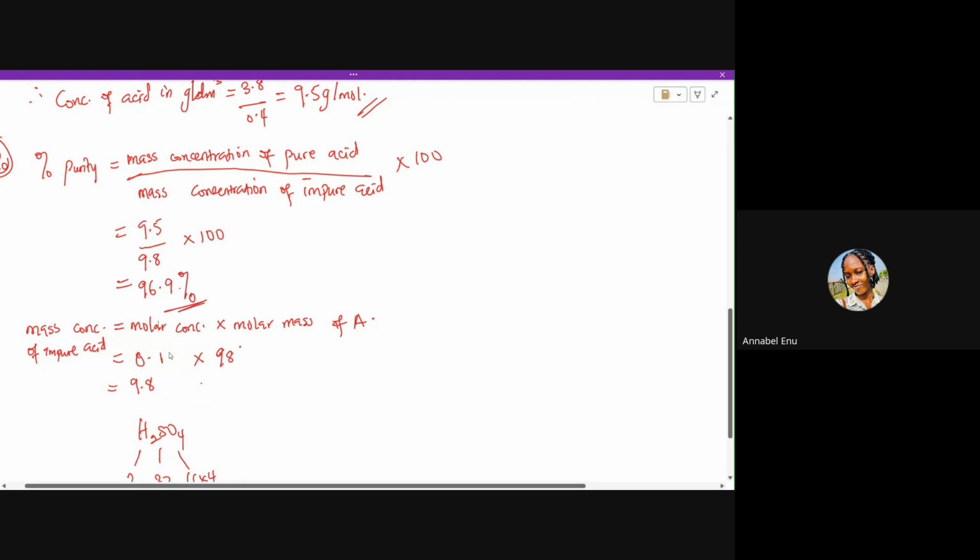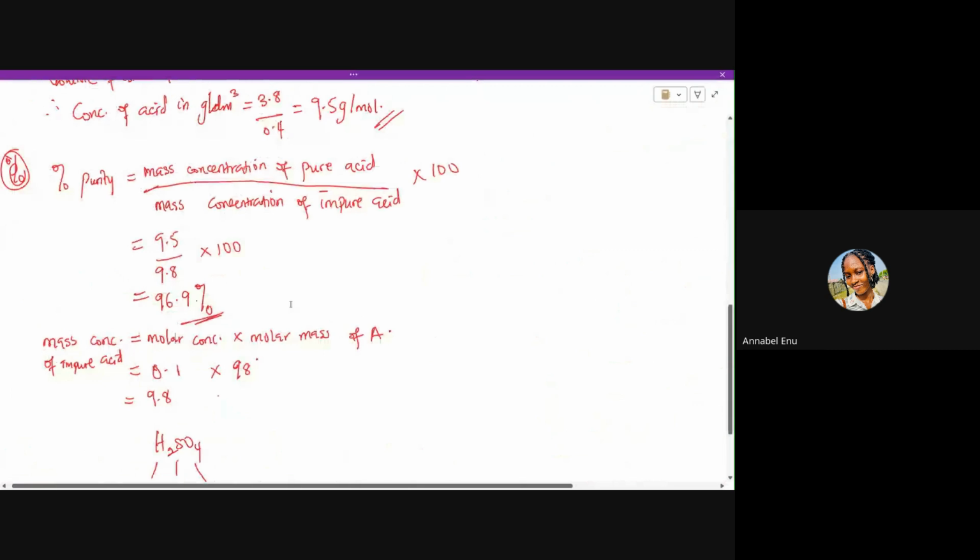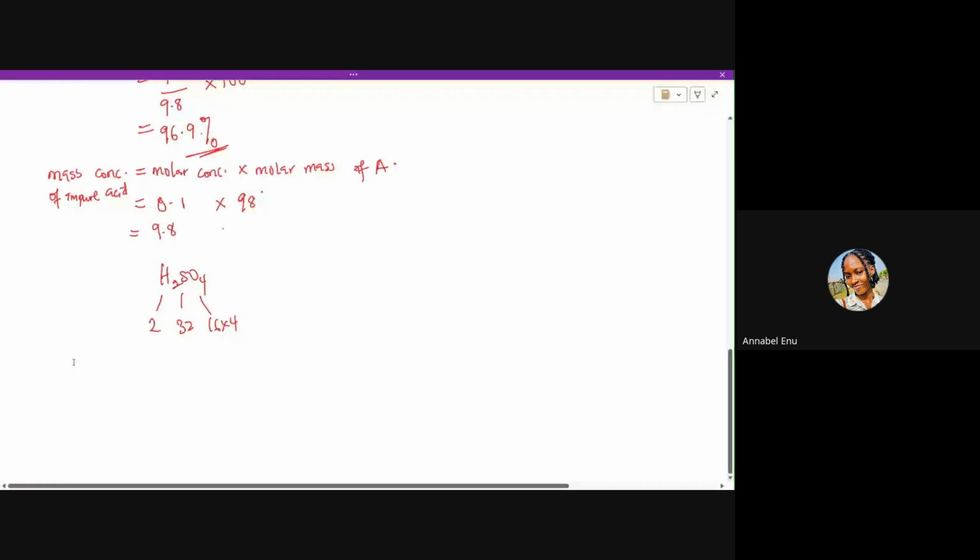Now we're also asked to calculate percentage impurity. So if purity is 96.9, impurity will be what? Therefore, percentage impurity will now be 100 minus 96.9. That is about 3.06.